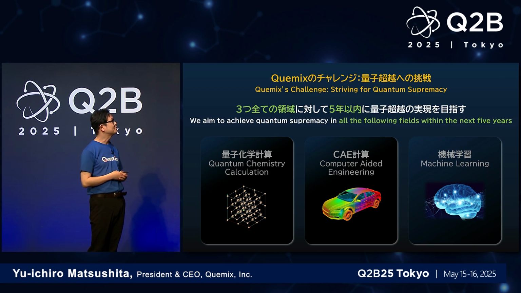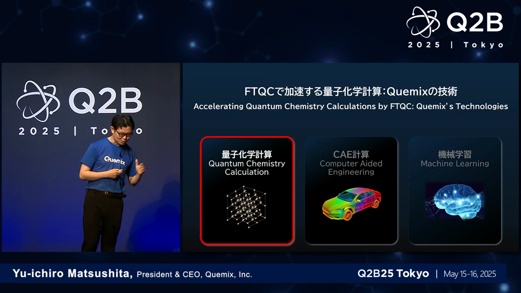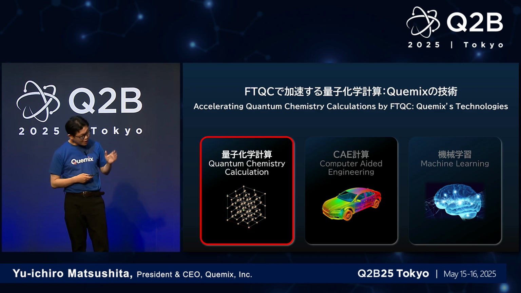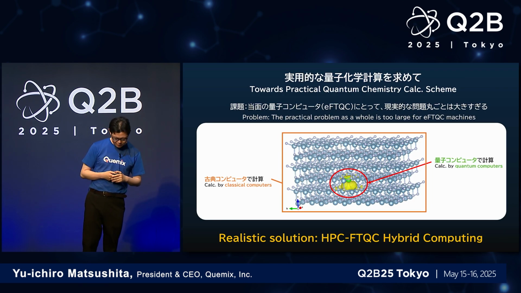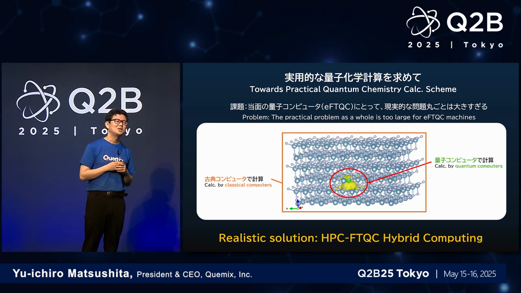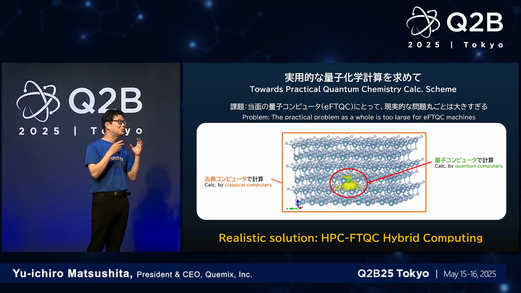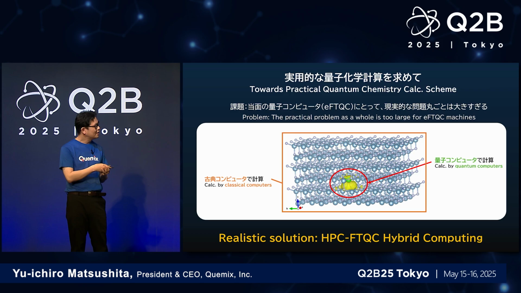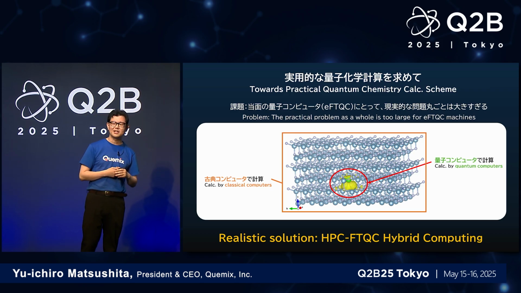First is the quantum chemistry calculation. We believe FTQC can accelerate quantum chemistry calculation. And again, the word practical is very important. Now, what do we mean by practical quantum chemistry calculation? Well, actually, these are the real problems that you are trying to solve in your day-to-day work in this industry. For example, this is an example you see here.